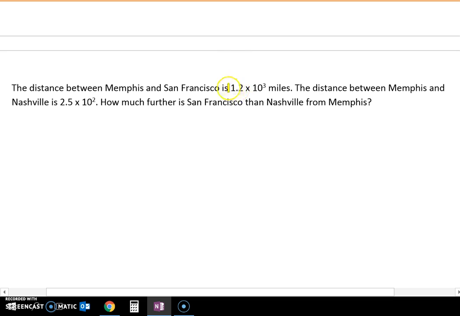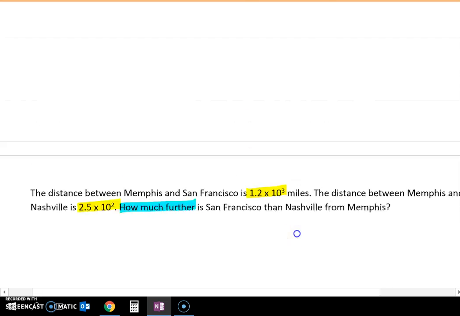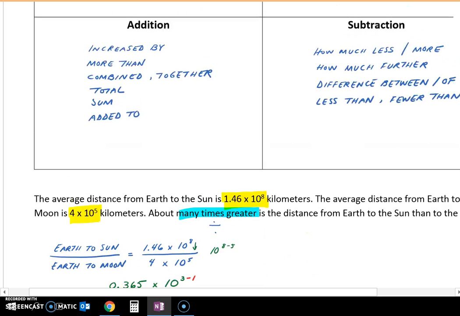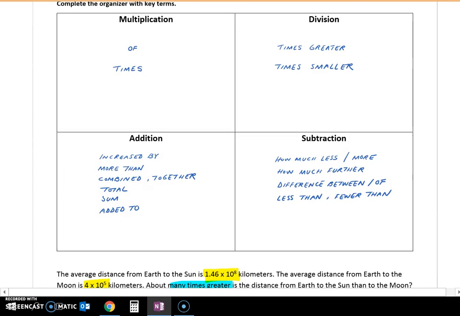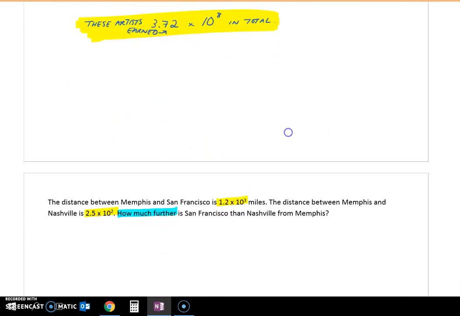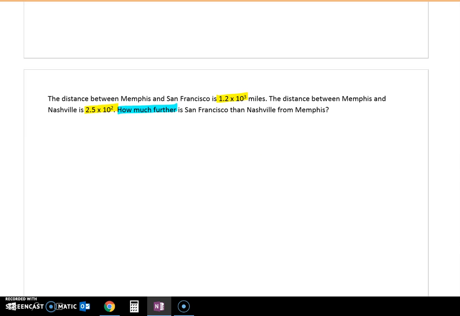Okay, so we have our scientific notation here. And I want to identify my keyword. So it says, how much further is San Francisco than Nashville from Memphis? And how much further is what we'll need to look for. So we're going to go back and let's see if we can find it. So how much further is right here under subtraction. So I know that I'm going to subtract. Let's go ahead and set this up.